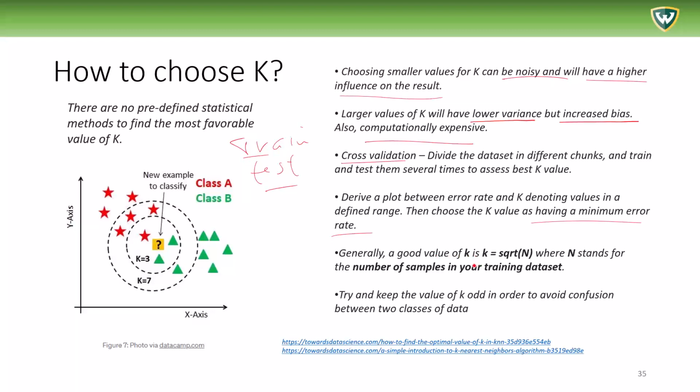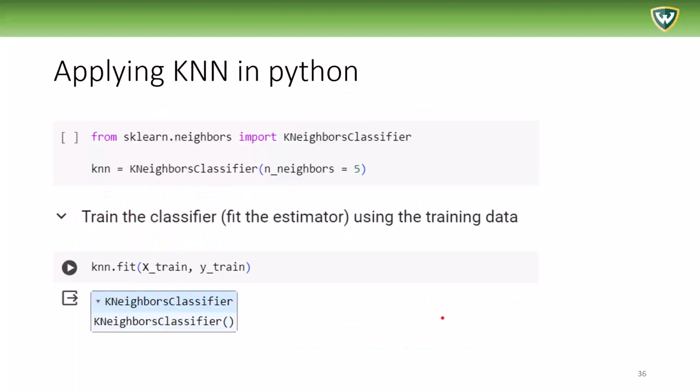Generally, a good value of K is the square root of n, where n stands for the number of samples in your training data set. Try and keep the value of K odd in order to avoid confusion between two classes of data that may have similar values. So these are some of the notes there. There are some good references as well for you to look further into this.